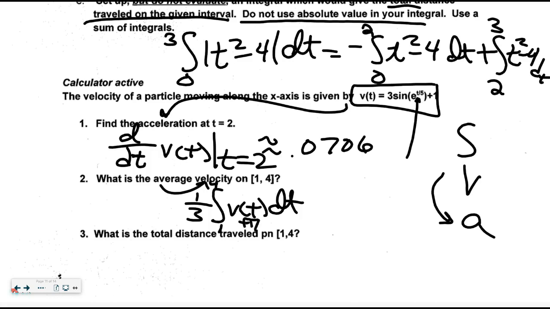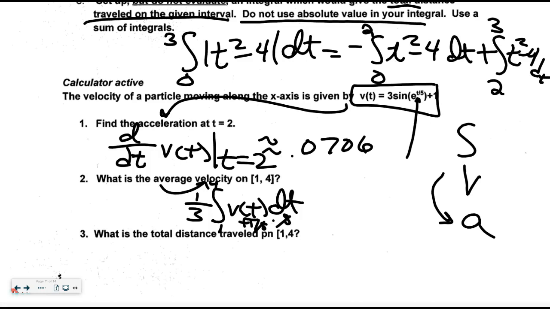If this was feet per second and this was seconds, this will give you a net change in feet, but then when you divide it by 3, you're right back to feet per second. All right, so that one, no absolute value bars, just the average of the velocity function. And then you'd use your calculator. I'm going to assume you could do it right.